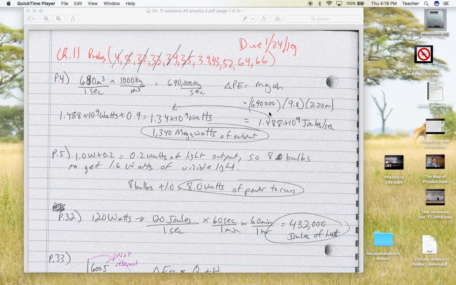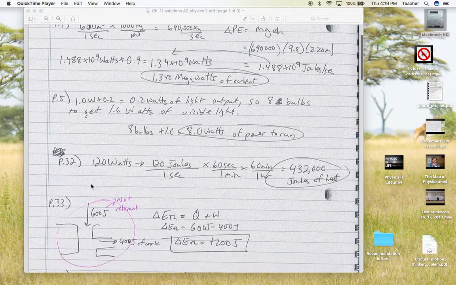It said that 90% of that was actually captured by the turbines to create electrical energy. So I multiplied that by 0.9 to get my answer. So 1.34 times 10 to the 9th watts, or 1,340 megawatts. Megawatt is a typical unit of power when we're thinking about power plants and things like that.